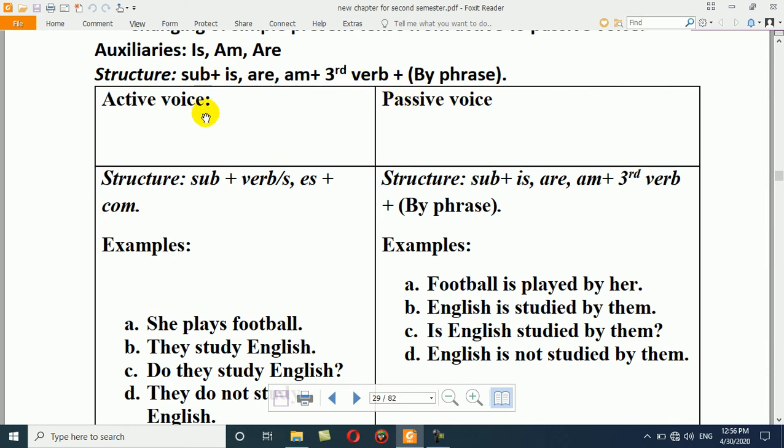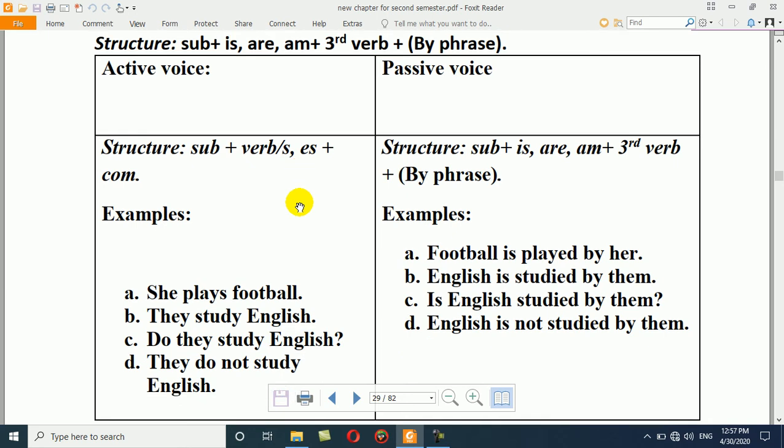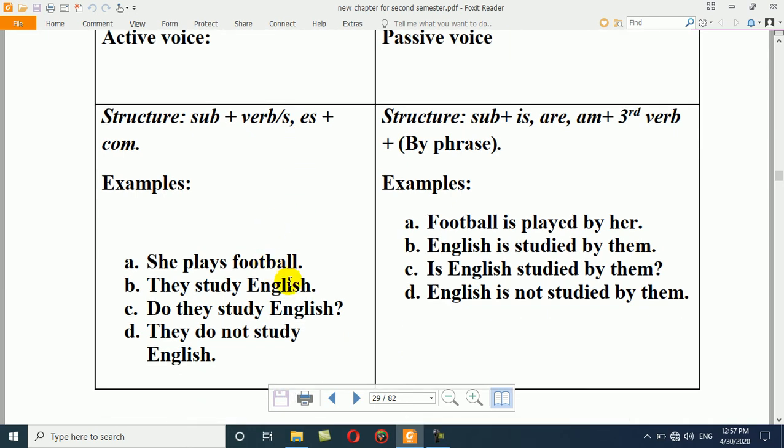In active voice we have the structure subject plus verb, then s or es plus complement. S or es are used according to the subject. For singular he, she, it, we usually put s or es with the verb, right? But with I, we, you, they, we do not put s or es. We have studied this in tenses. Example: she plays football, right? This is an active example. She plays football. She is the subject, play is the verb, and s we put with the verb because the subject is she, and then football.